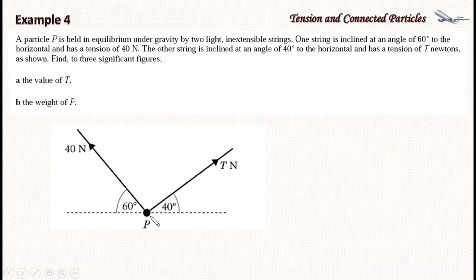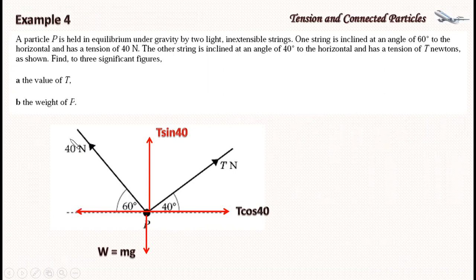As usual, we always start by resolving the forces involved. So our weight here will be mg. The tension T newtons is resolved into its horizontal and vertical components. Horizontally, we are going to have T cos 40 degrees, and vertically we will have T sin 40 degrees. Now for the 40 newtons force, the horizontal component will give us 40 cos 60, and for the vertical component we will have 40 sin 60.